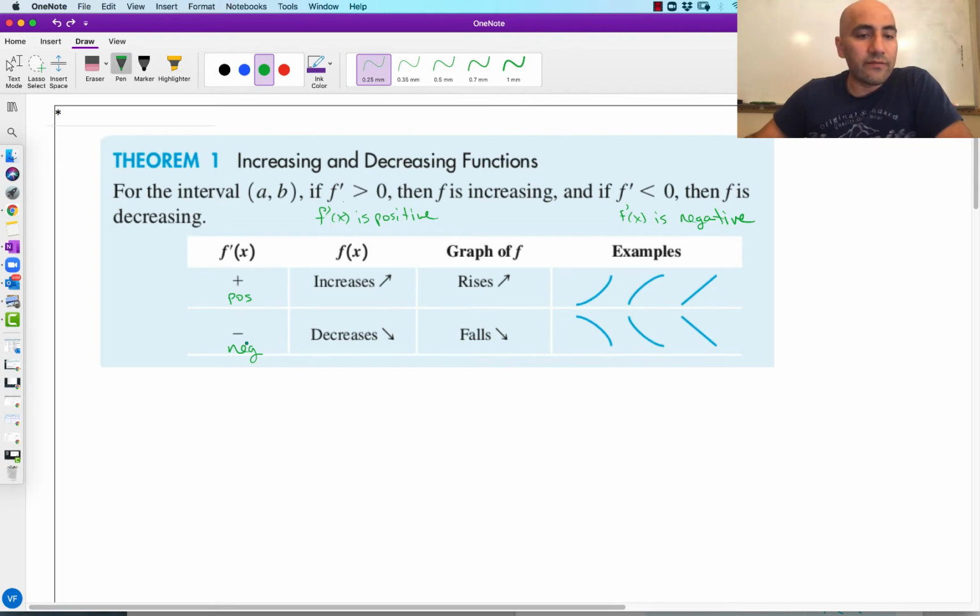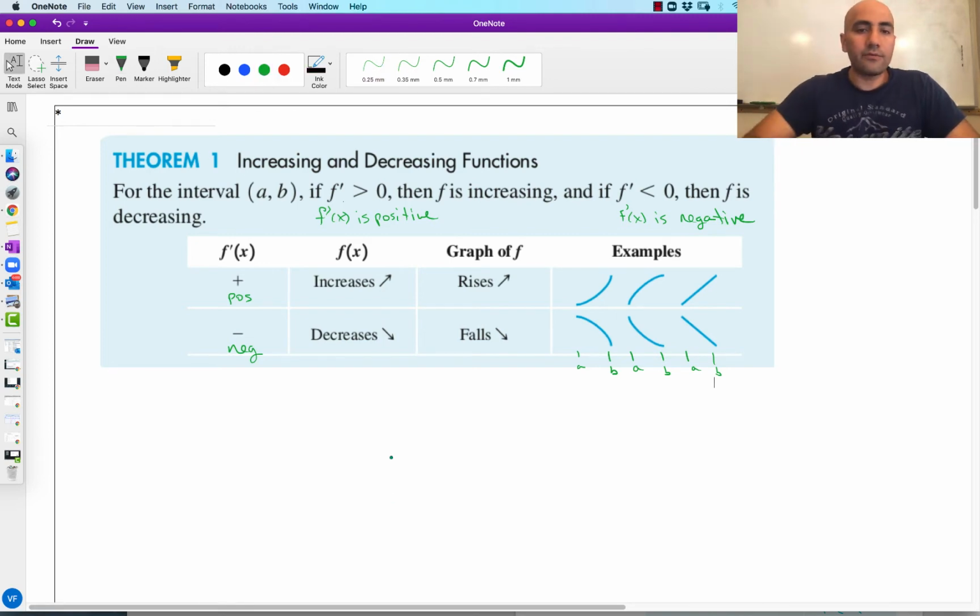Likewise, when the first derivative is negative, then we know that the underlying function f of x is decreasing. It's falling. It's on its way down. So here again are some examples of how that could happen. Maybe on some segment from a to b, the function is decreasing like this. Or maybe on that same segment from a to b, the function could be decreasing like this. Or it could be a linear decrease like this one from a to b. So these are just some examples of what the graph could look like when we know that the first derivative is negative, and therefore the underlying function is decreasing.